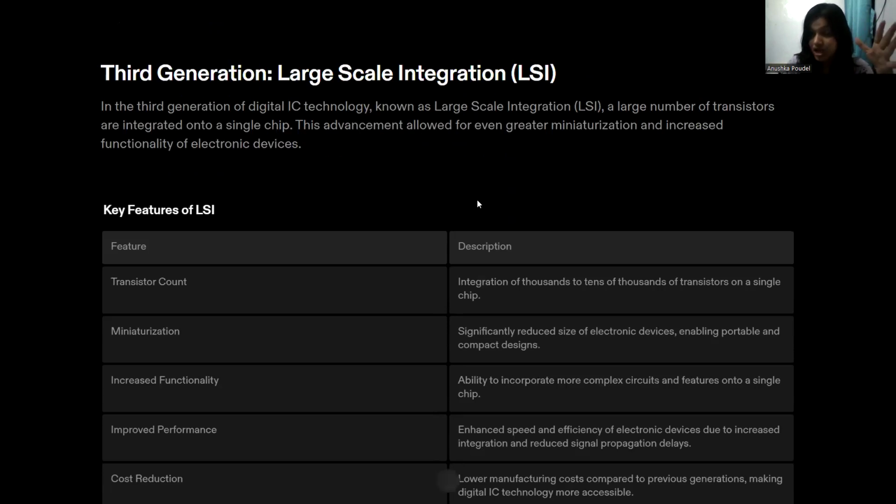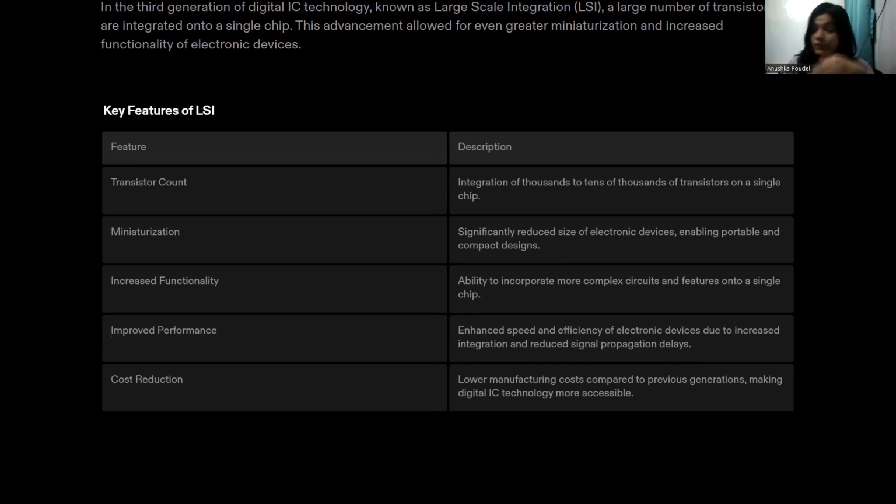Moving on to the third generation, that is large scale integration technology, known as LSI. Basically the acronym is LSI, large scale integration. A large number of transistors are integrated onto a single chip. This advancement allowed for even greater miniaturization, that is minimizing size, and increased functionality of electronic devices. We'll be looking into the key features of LSI.